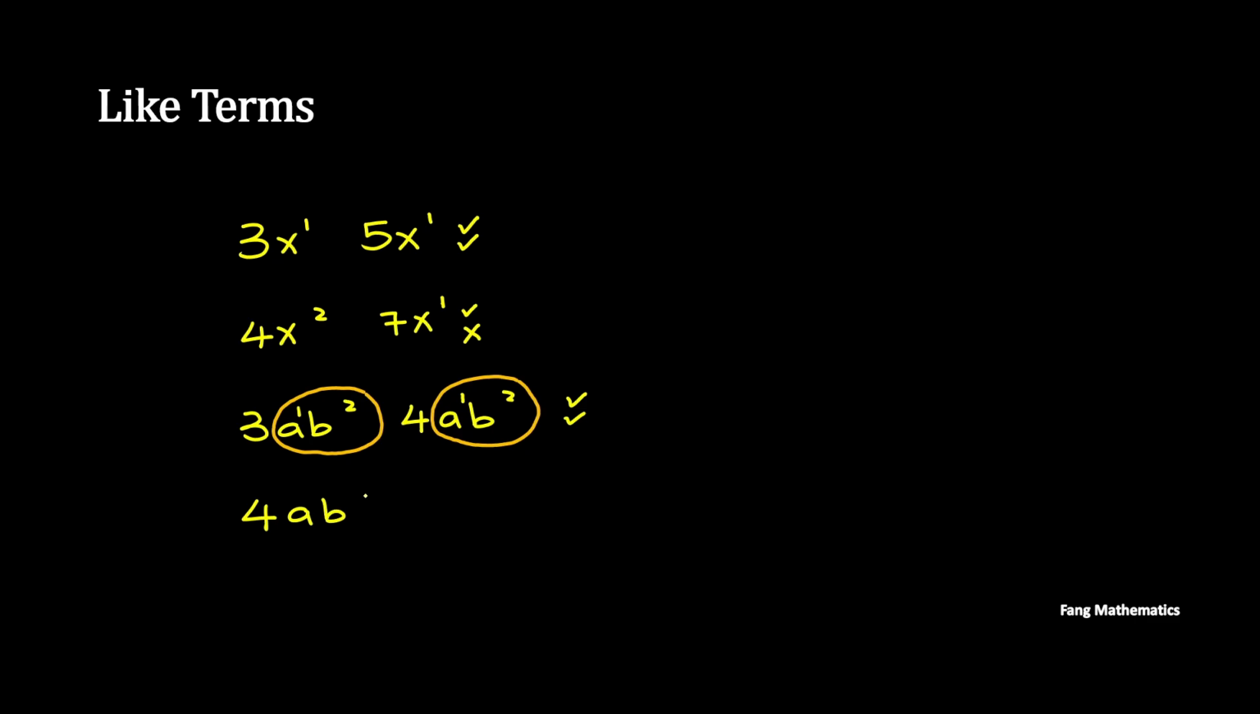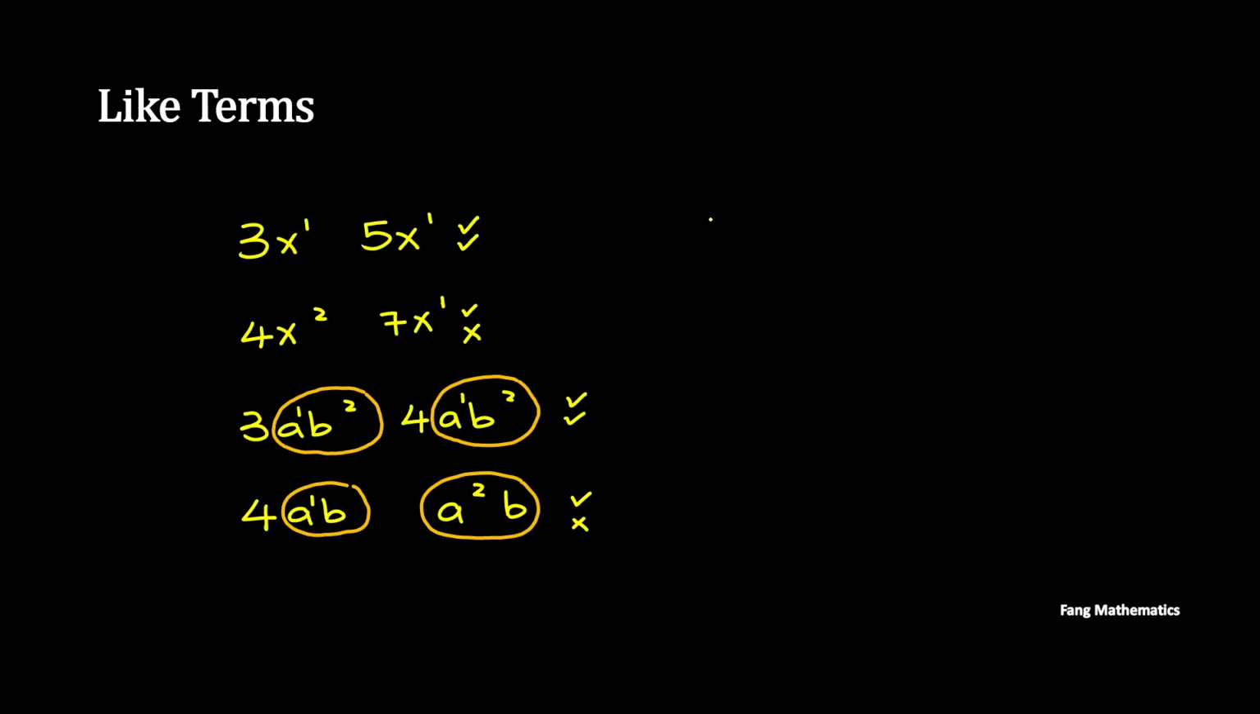4ab and a squared b. Remember, we are to treat the variables as a single object. You have ab and ab, right? The variables are the same. And you have a raised to the power 1, while your second a is raised to the power 2. So we do not need to look at b because the a's do not match. So definitely they are not like terms.